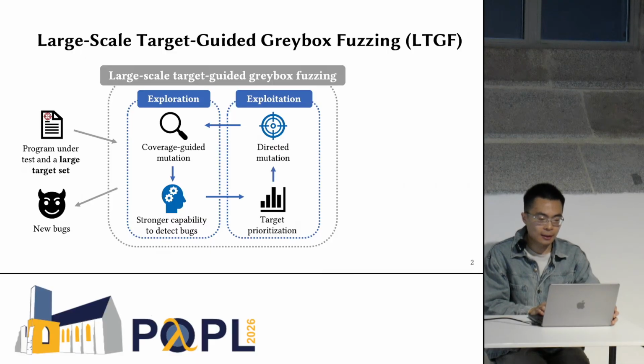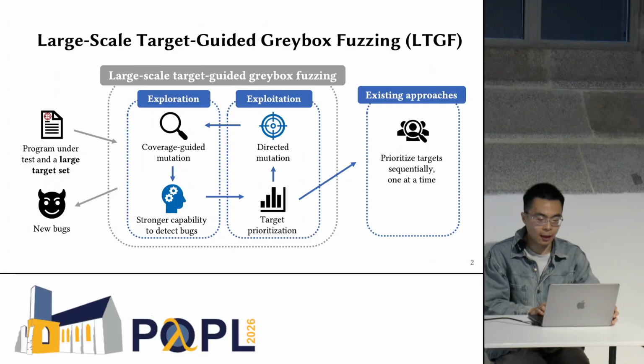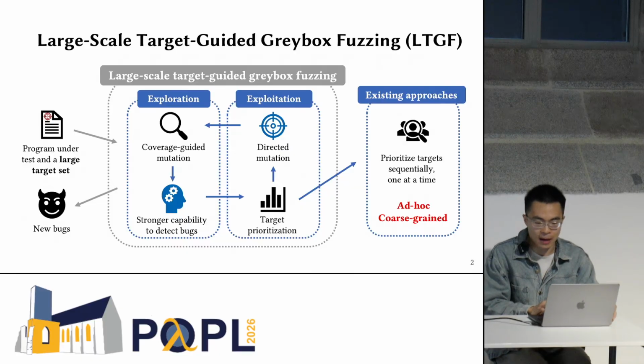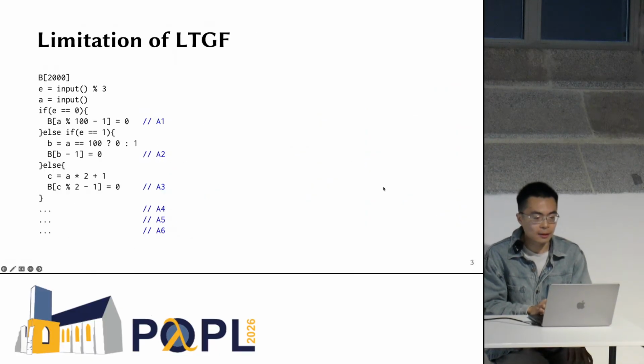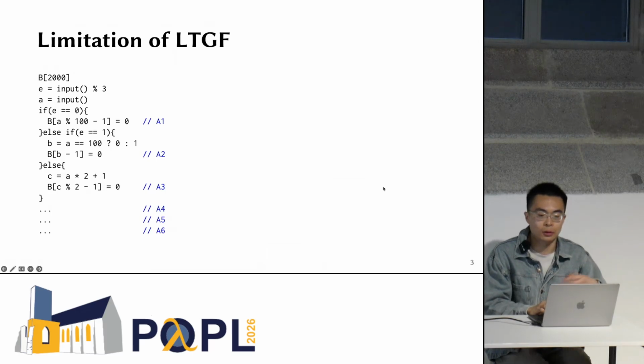However, existing approaches for target prioritization lack a systematic design. For instance, they prioritize targets one by one in sequence. This strategy is not only ad hoc, but also coarse-grained, causing LTGF to waste a significant amount of time on targets that are unlikely to contain bugs. Let me use a simple example to show the limitation of existing LTGF.